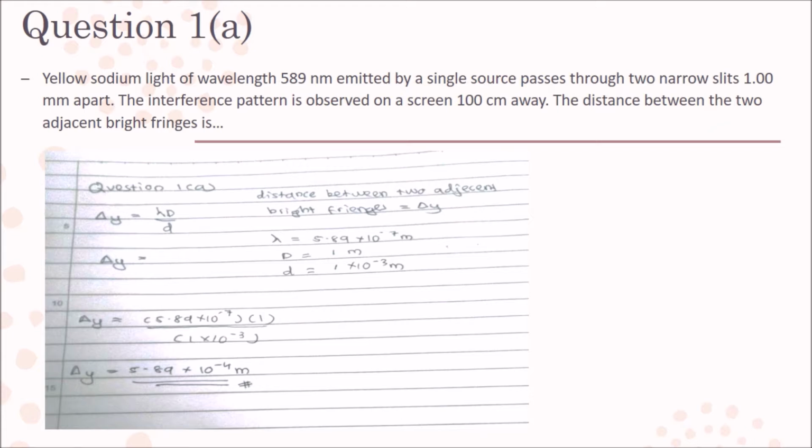We just substitute the values given from the question, and we get delta y equal to 5.89 multiplied by 10 to the power of negative 4.